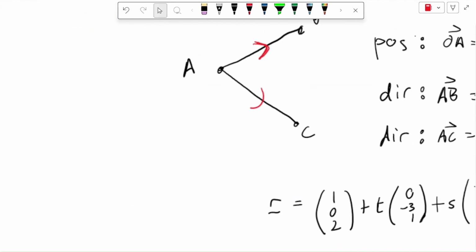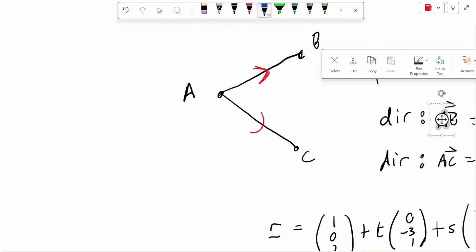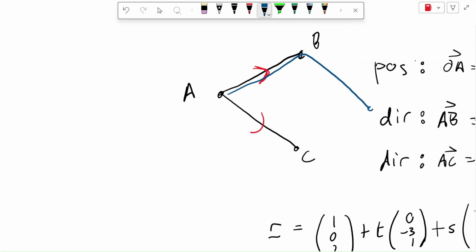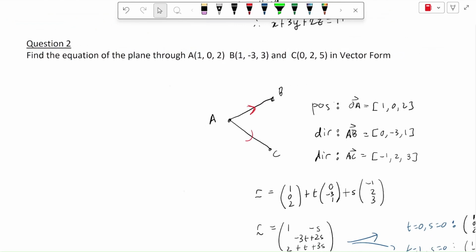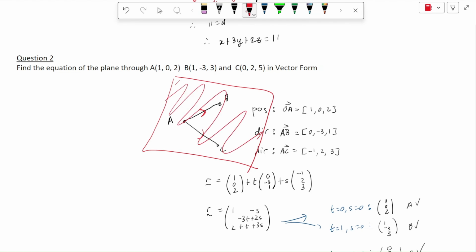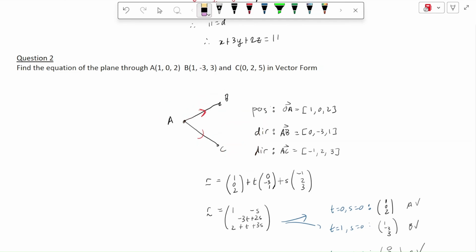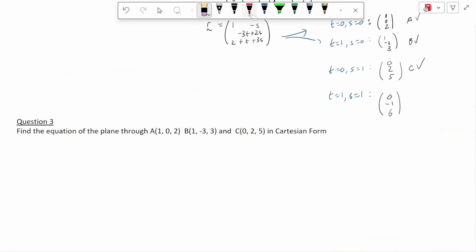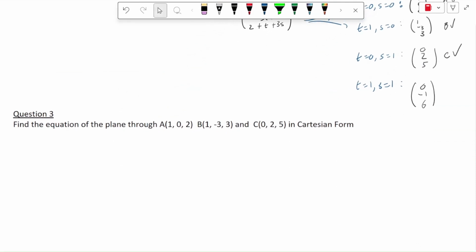And fun fact, just in case you're wondering where that is, it's like there, sort of makes a parallelogram. And you can get any point you want on the plane with this, and A, B, and C sort of make this lovely plane shape with all 3 of them in it. Okay, this is the same plane for this question. It's the same 3 points, but we're going to find the plane in Cartesian form now instead.